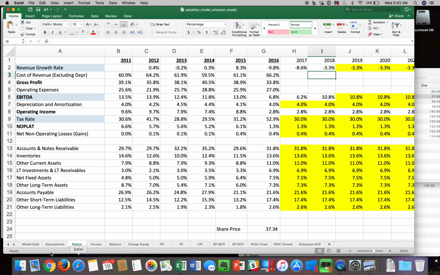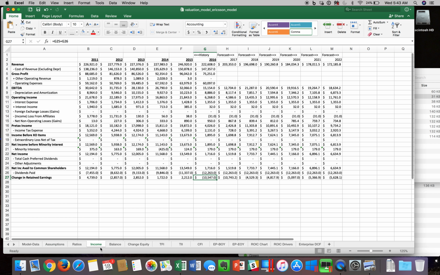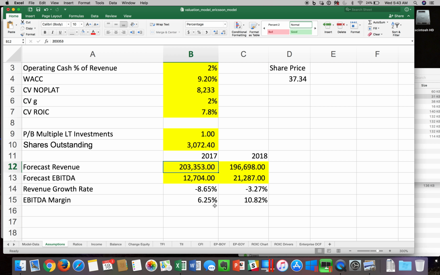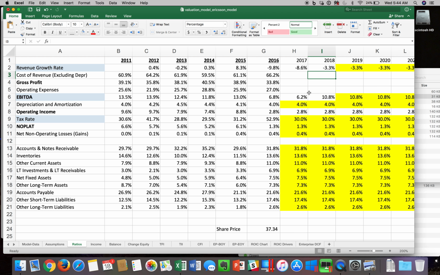And if I did everything right, then 203,353 should be 203,353. 196,698 should match 196,698. And then 21,287 should be matching the EBITDA in our model. So basically, we're using the consensus estimates for the next 2 years to get what the analysts actually think, which gets us to a forecast share price of $37.34.